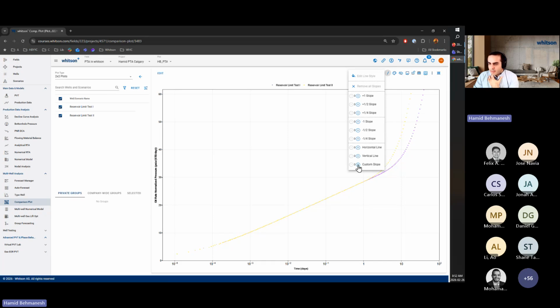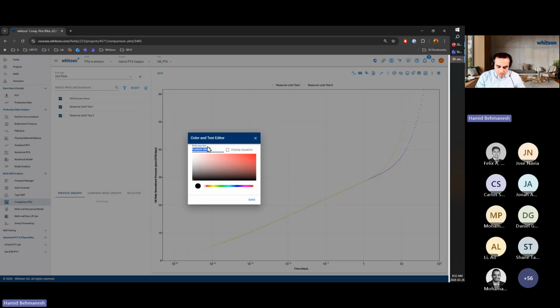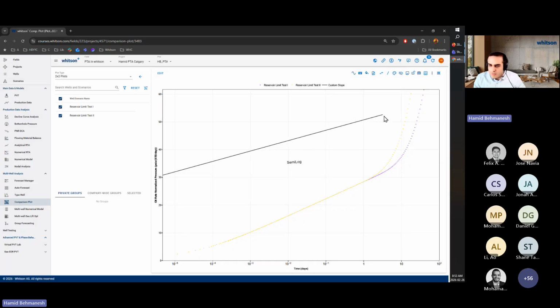If you click on the custom slope, you can name your custom slope. I will call it semilog, and click on save. And now I can adjust the slope of the line, so I see whether my data are presenting themselves on the straight line or not. It sounds like a good chunk of the data, until one day, are presenting themselves on the straight line, at least based on this straight line over here.